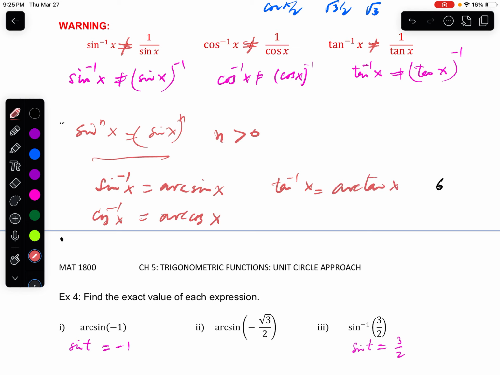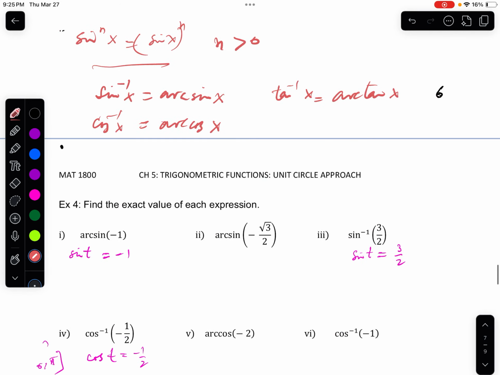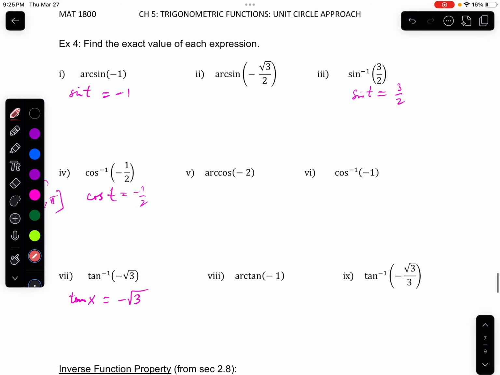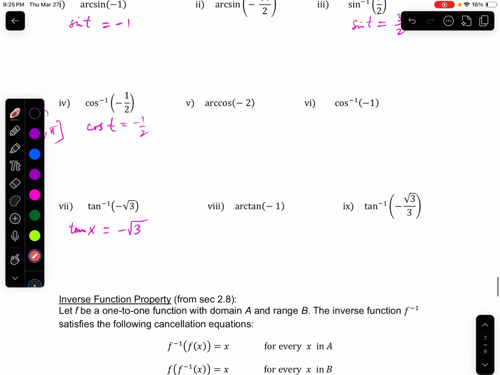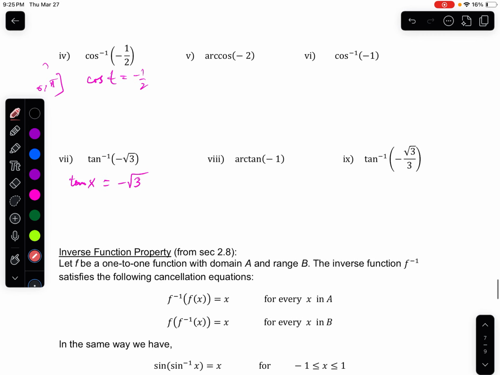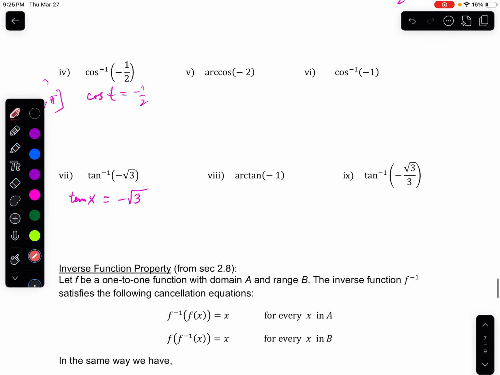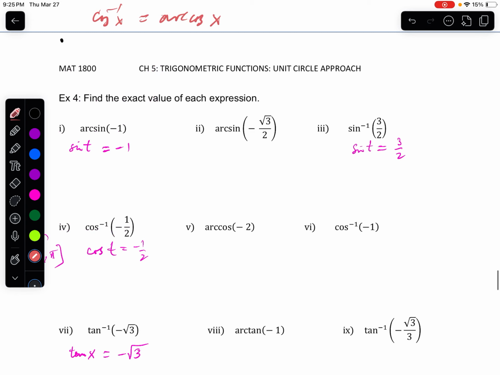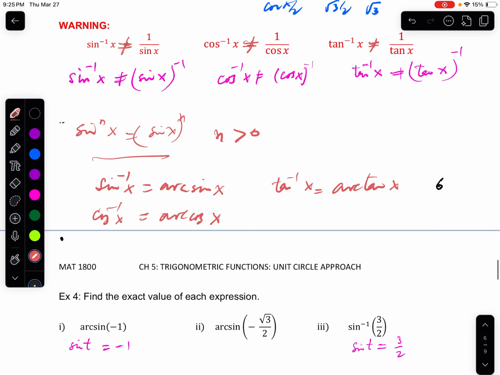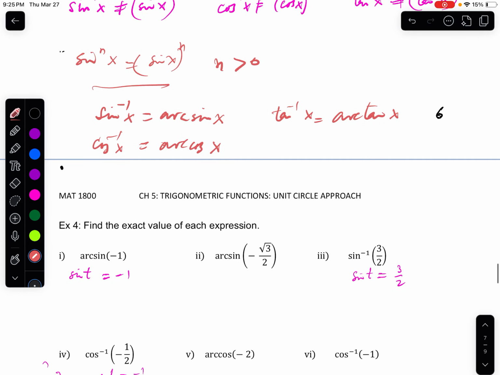Okay, so let's look at this next example. This is saying find the exact value of each expression. I have done some and I have left some for you guys to do. Okay, so first one, cosine inverse of negative 1/2. Sorry, it is arc sine of negative 1. Arc sine of negative 1.